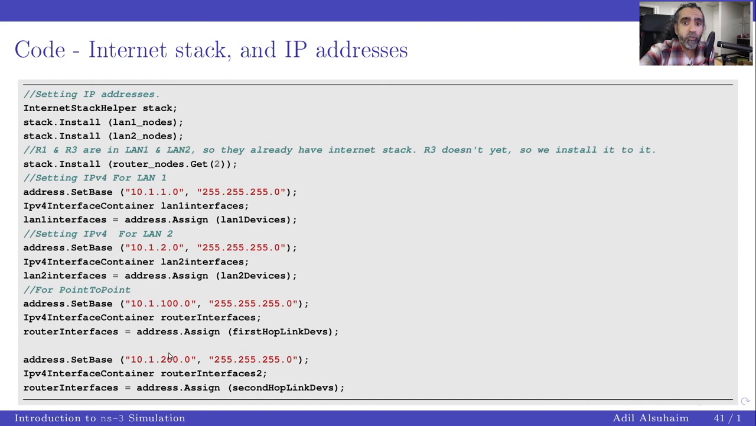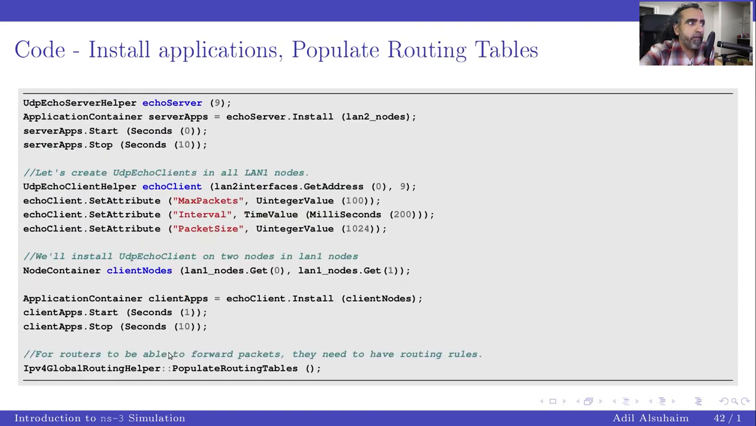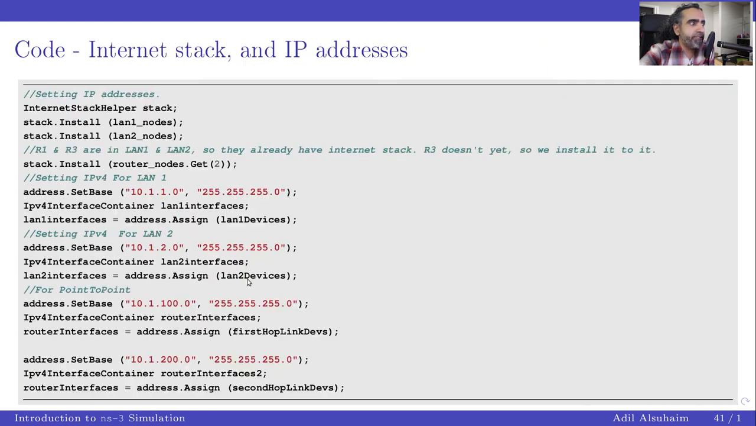And then I can just do the UDP echo, just like I did earlier. So I'm going to install the server in all the nodes of LAN 2, and then an echo client that targets basically the IP address of node 0 within the LAN 2 interface. If you look here, LAN 2 interface, I assign IPs to these devices. It's a little complicated, but you could follow through it.